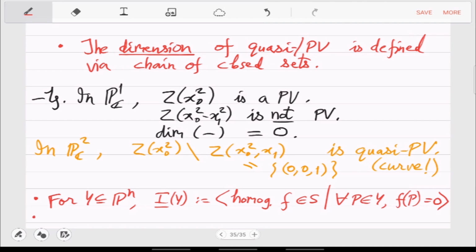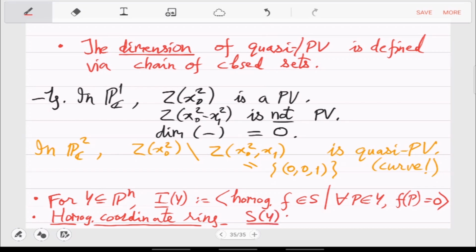And then to come back, we have already defined the Z functor. Given a system T, Z of T is the projective points. And the last thing is the homogeneous coordinate ring. So this will be denoted S(Y). It's the polynomial ring modulo this ideal.